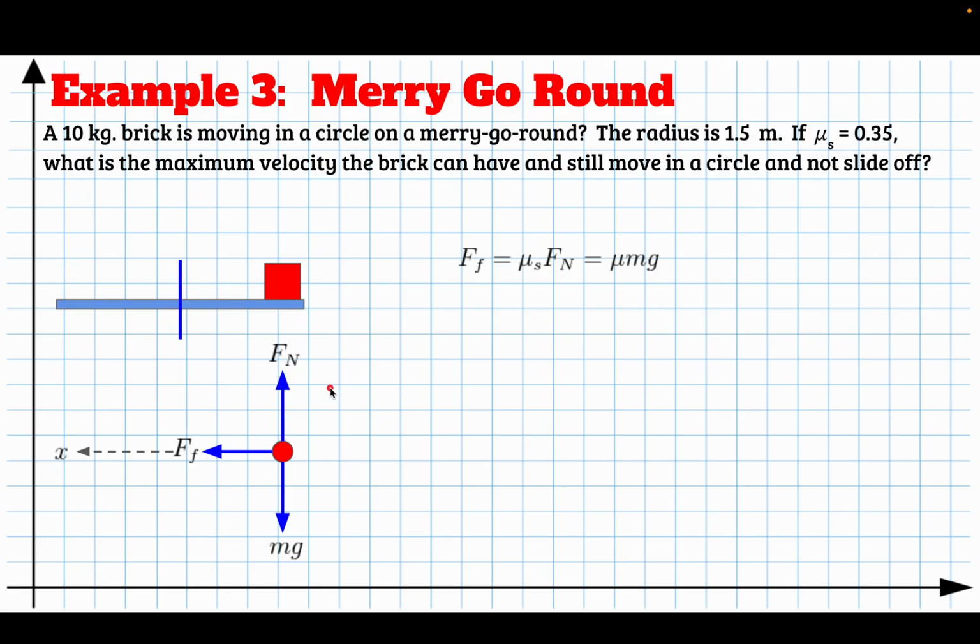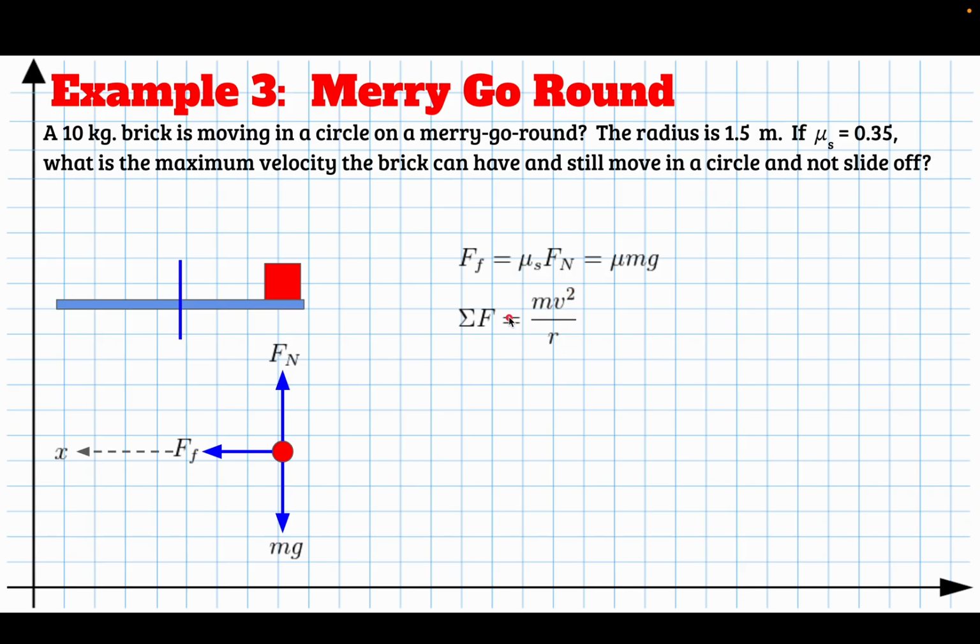If we apply the equation to find the friction force, it's mu times the normal force. In this case, because the normal force and the gravity force cancel each other, they're equal in magnitude, I can put in mg for the normal force. So this is the friction force. Now I apply Newton's law. Because the center of the circle is to the left, I call that the positive x direction. So the net force is the friction force minus the forces in the opposite direction, which is none. That's got to equal the mass times the acceleration, which is v squared over r.